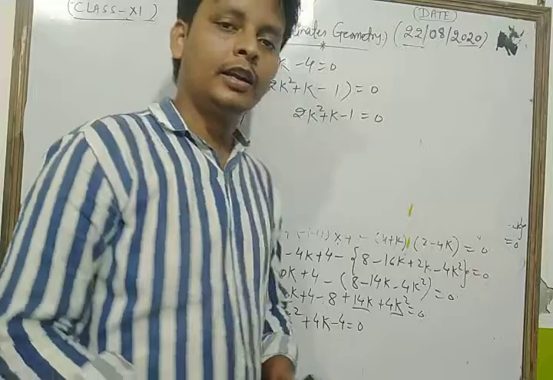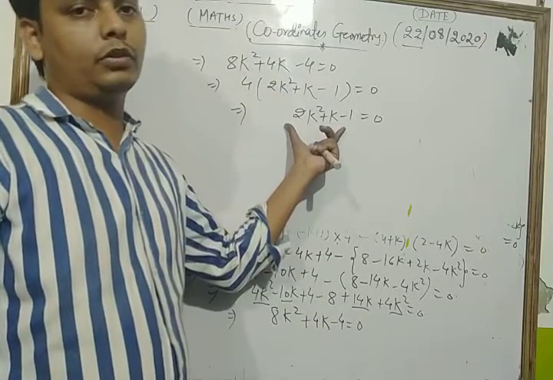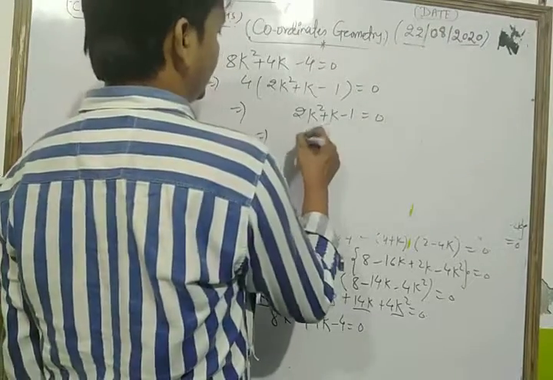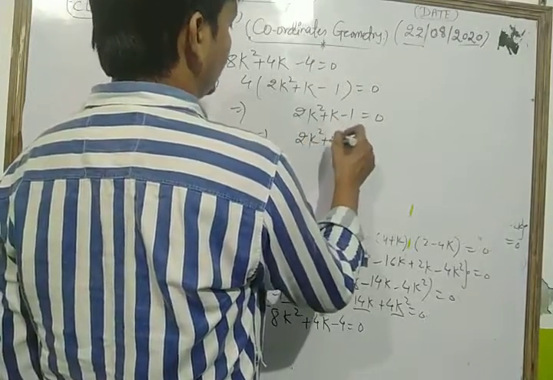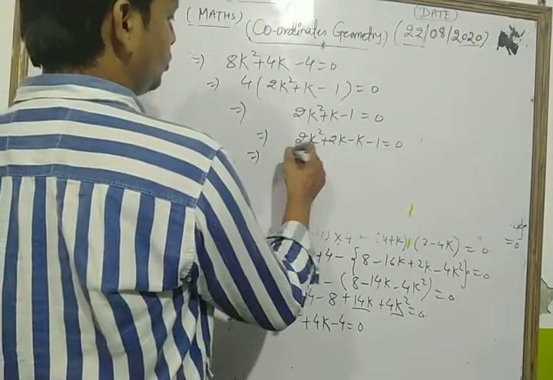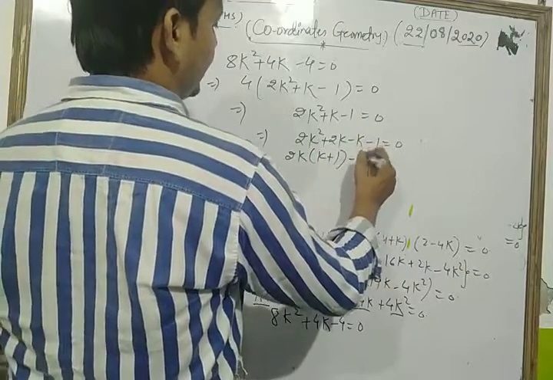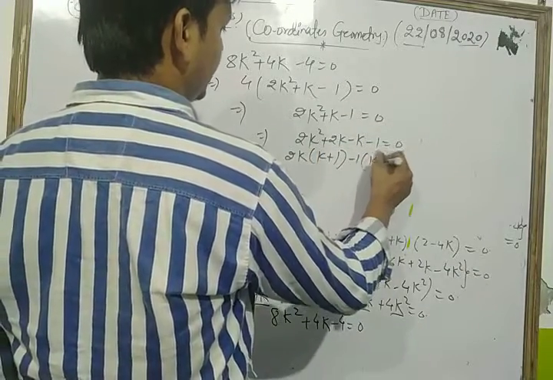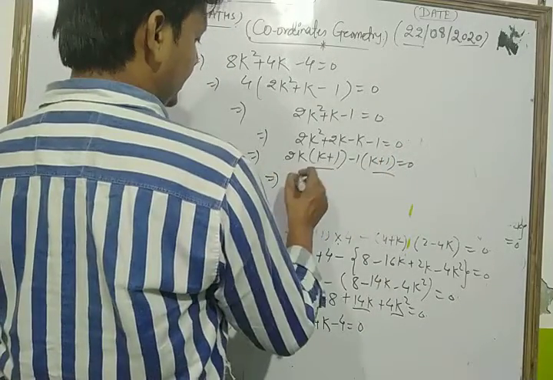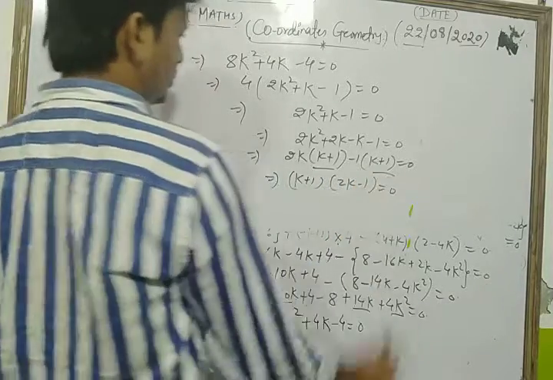Now we factorize the given quadratic equation. 1 times 2 is 2, so we write 2k square plus 2k minus k minus 1 is equal to 0. Now we take 2k as common, so we get k plus 1. Here we take minus 1 as common, so we get k plus 1 is equal to 0. So dear student, we get k plus 1 and another bracket 2k minus 1 is equal to 0.